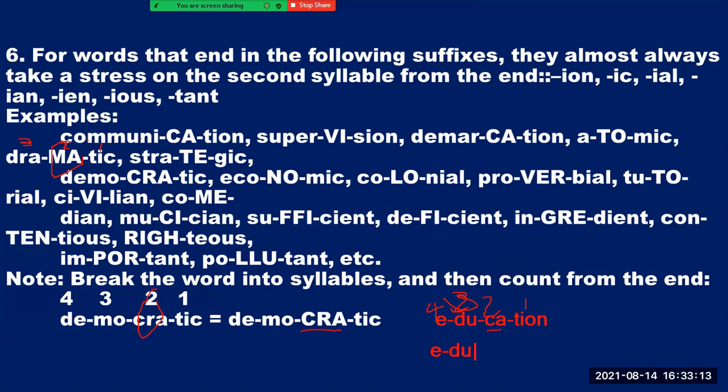All right. So this is the way stress is placed. And the same thing plays out in all these ones. I hope you understand that quite clearly.